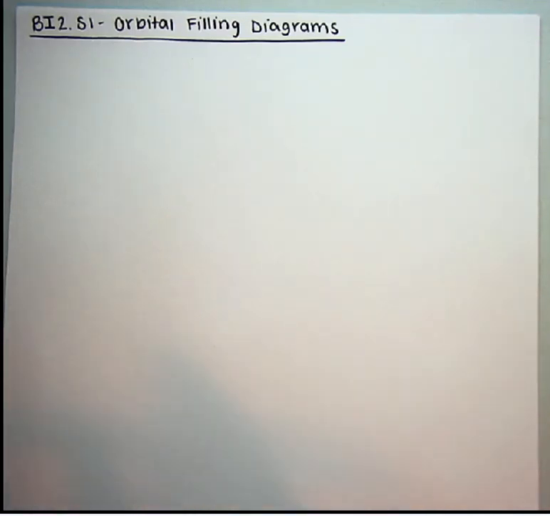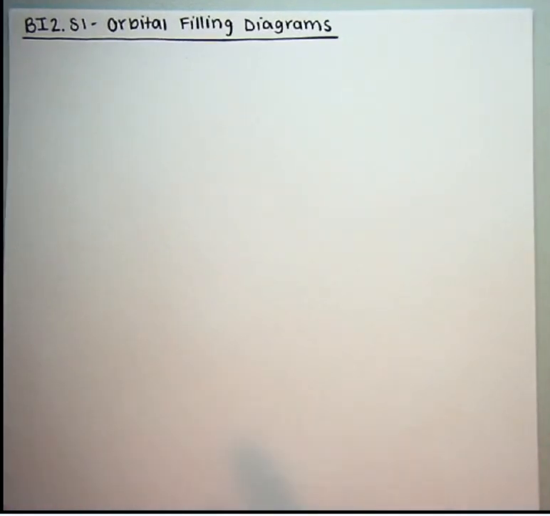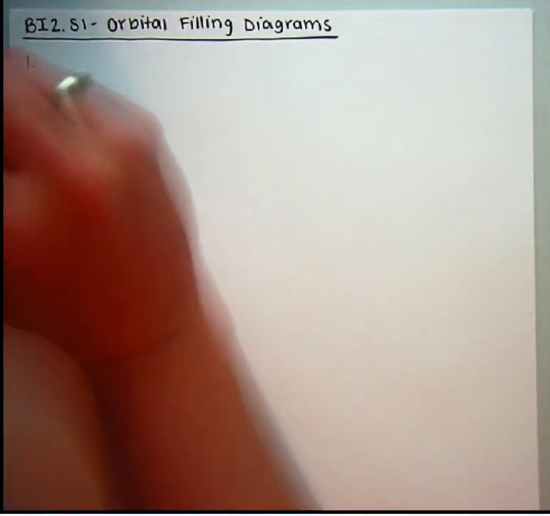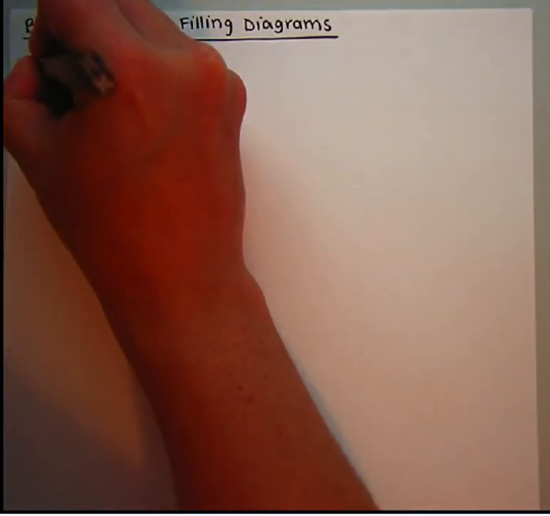This lecture will cover Big Idea 2, Standard 1. Today we're talking about orbital filling diagrams. So this is going to go hand in hand with our last lecture on Intro to Electron Configuration. Orbital filling diagrams are just one way to visually show an electron configuration. There are 3 rules that you need to know.